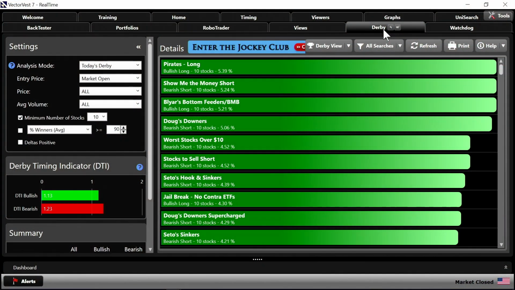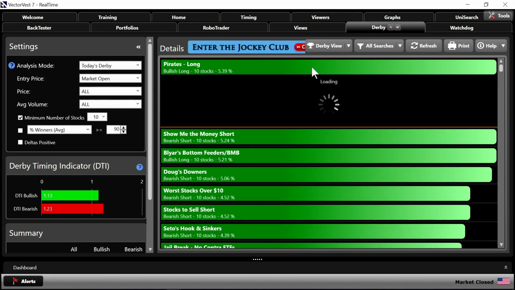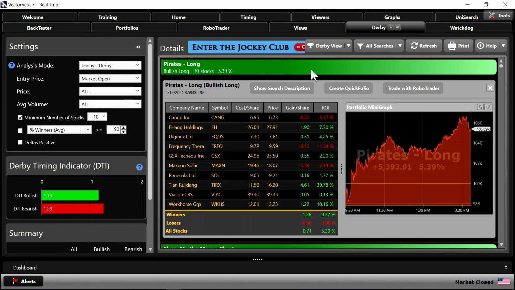So we call it the Derby. It's built in the spirit of a horse race in that it tells you right now what the best strategy in the software is. In this case, because we're on today's Derby, for Friday, Pirates Long on Friday was the strongest strategy in VectorVest. And if I click on the bar, I can then see the stocks that are in there.